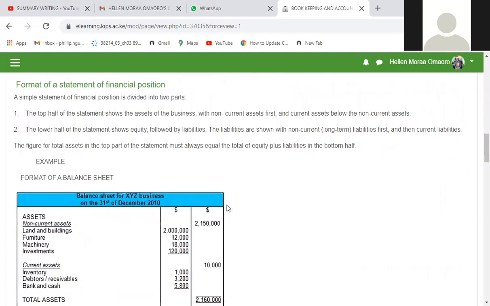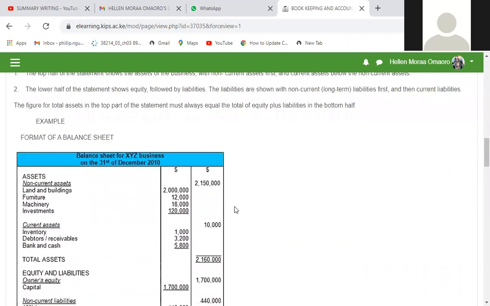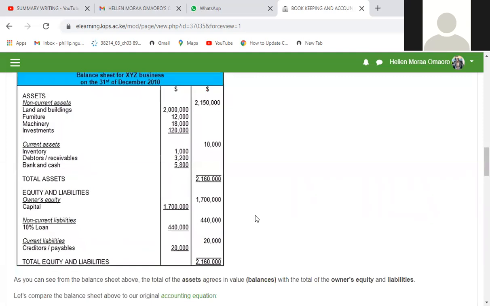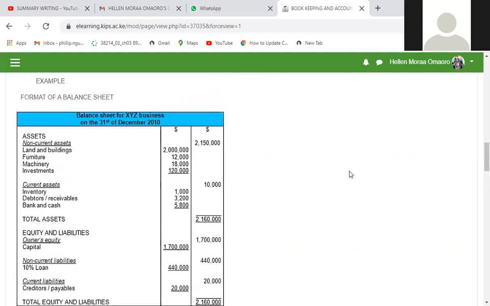So do you have a question on the balance sheet where you have not understood? So I've said we use the FATCO format. FATCO format, never use the T format. It is not recommendable.